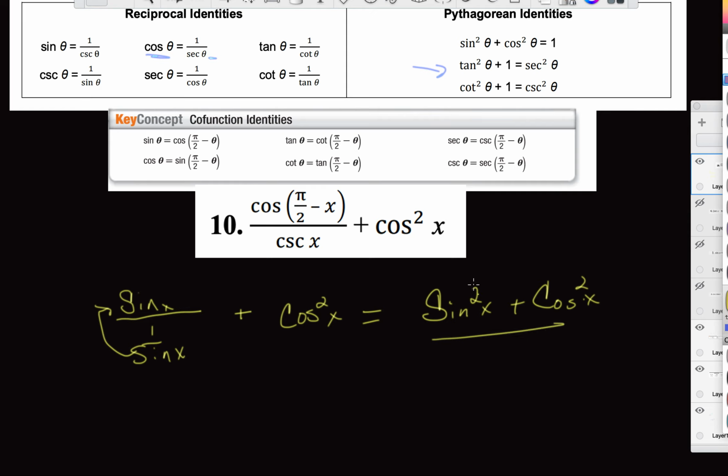Well, hey guys, we already did this three times. All right, so the final answer to this one is 1. That one was super simple.